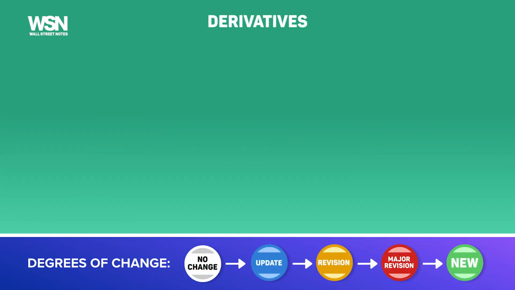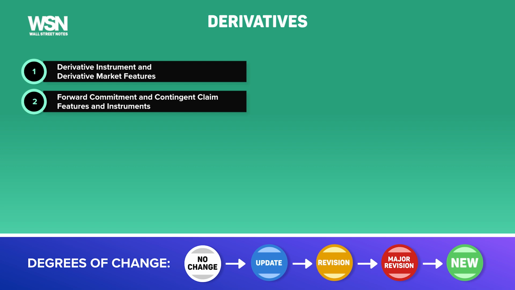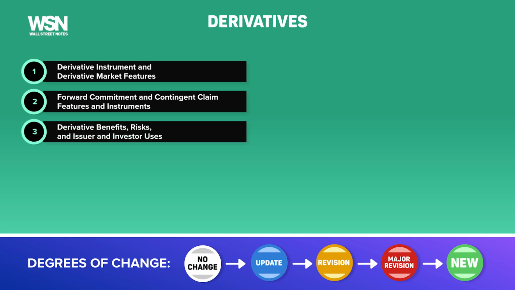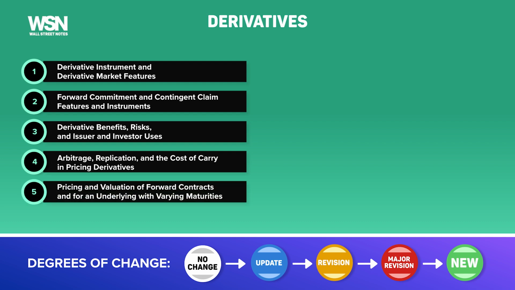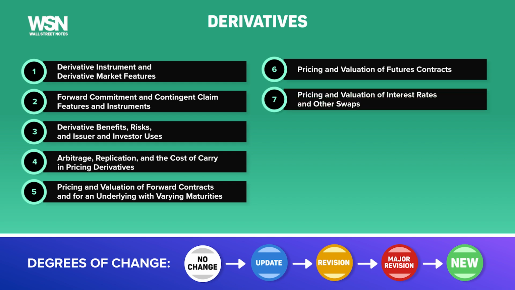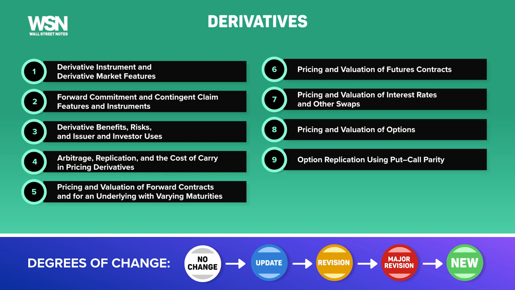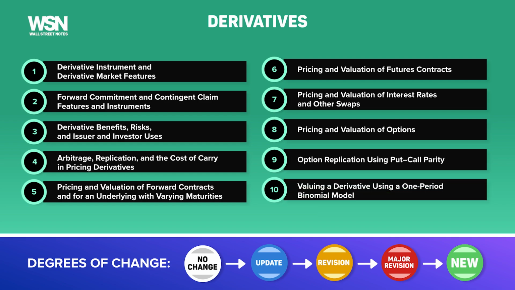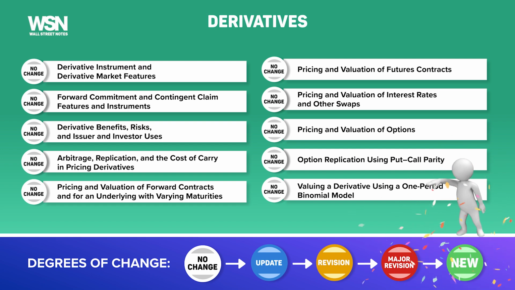For derivatives, you will be expected to know derivative instrument and derivative market features, forward commitment and contingent claim features and instruments, derivative benefits, risks and issuer and investor uses, arbitrage, replication, and the cost of carry in pricing derivatives, pricing and valuation of forward contracts and for an underlying with varying maturities, pricing and valuation of futures contracts, pricing and valuation of interest rates and other swaps, pricing and valuation of options, option replication using put-call parity, valuing a derivative using a one-period binomial model. Compared to the 2025 curriculum, there are no changes in 2026.